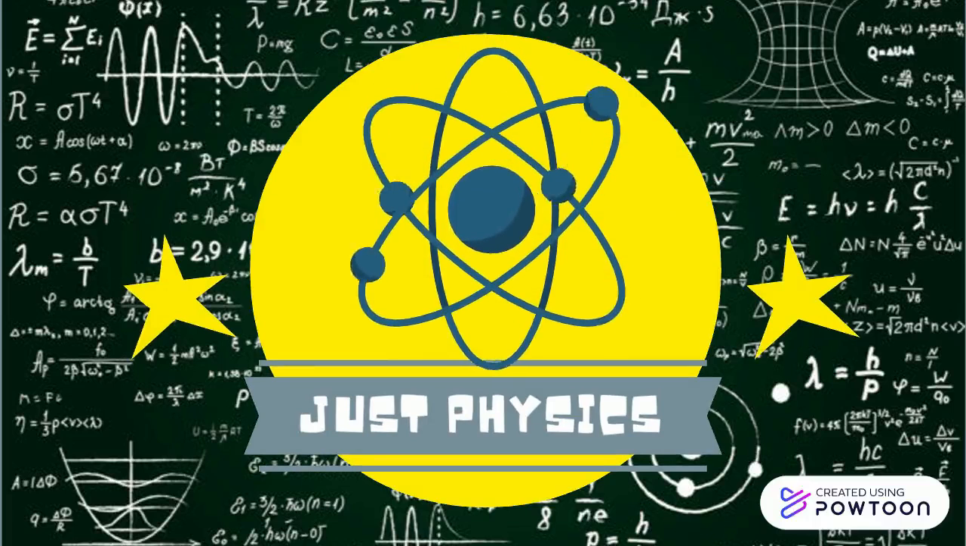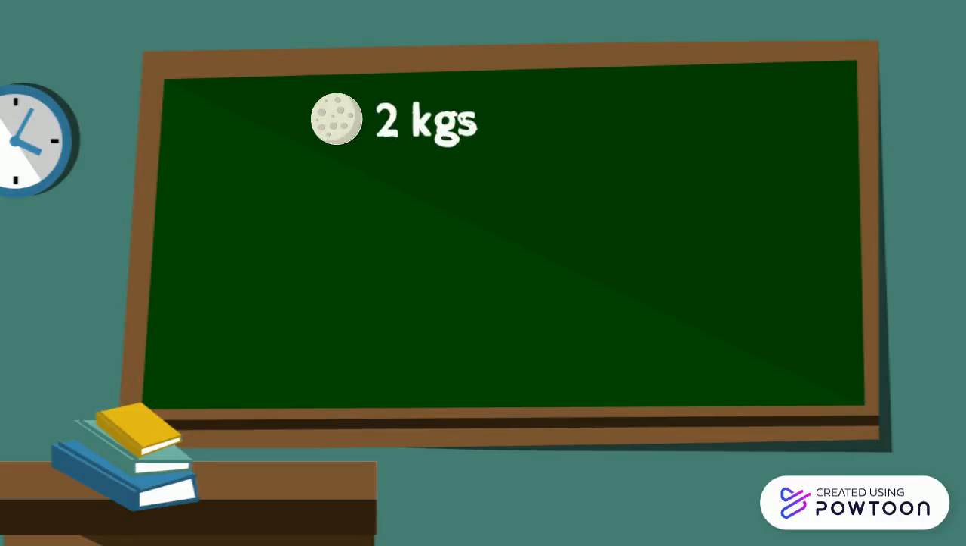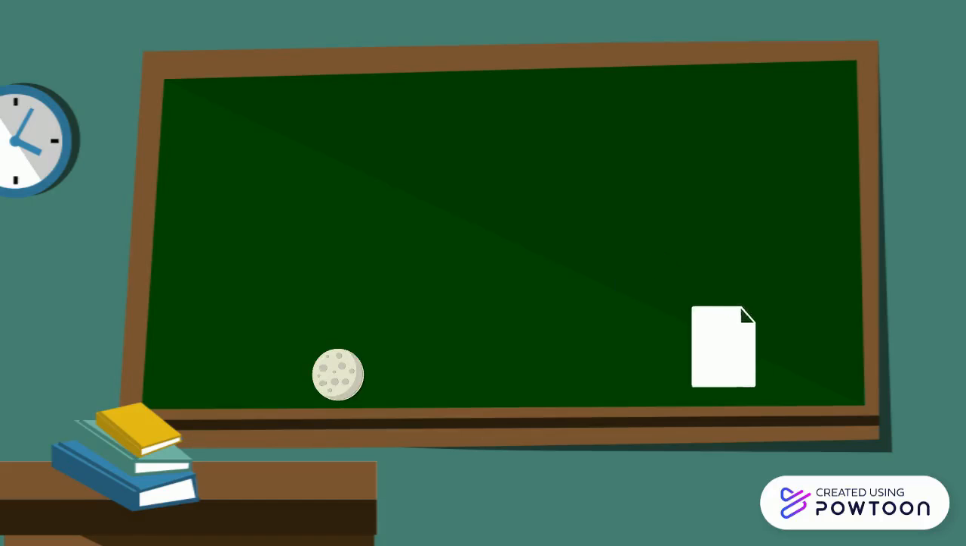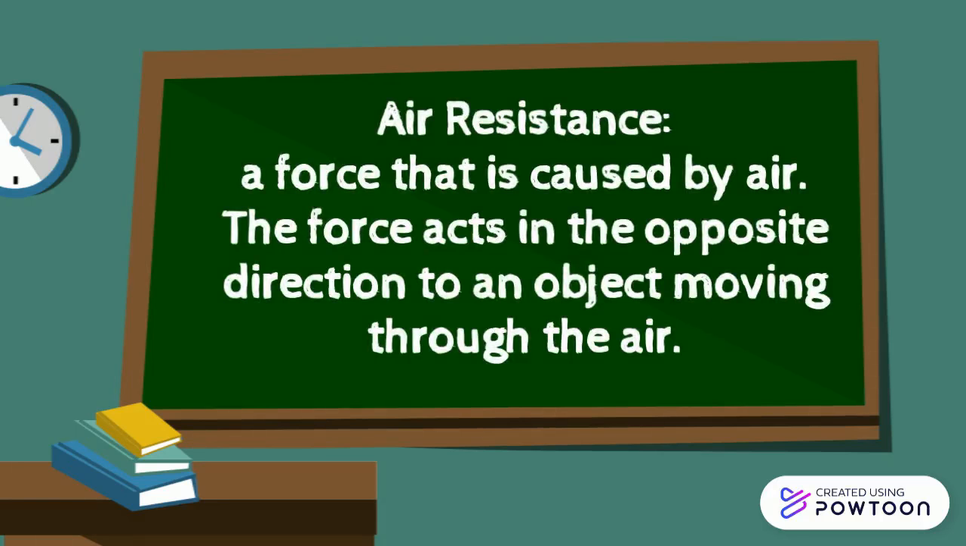Freefall in a nutshell. Think about the 2 kg rock and the flat piece of paper. Which do you think will fall first? Yes, the rock. This is due to the air resistance of paper, a force that is caused by air. The force acts in the opposite direction to an object moving through the air.